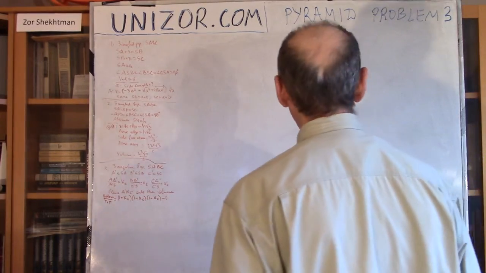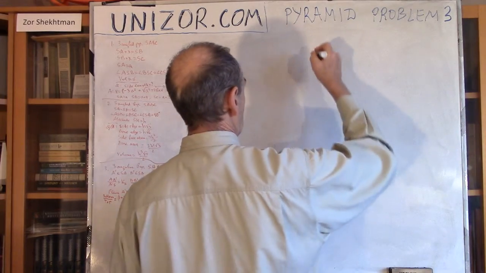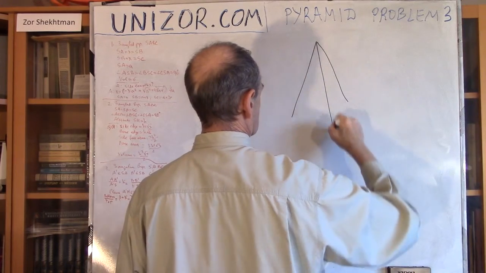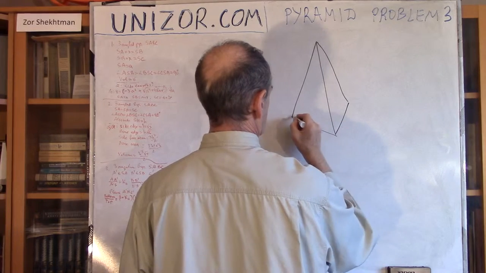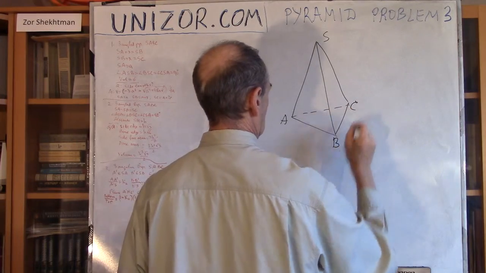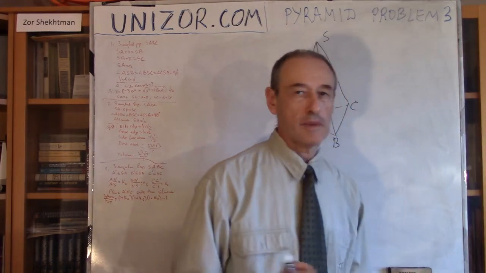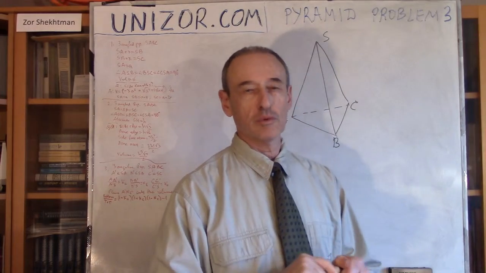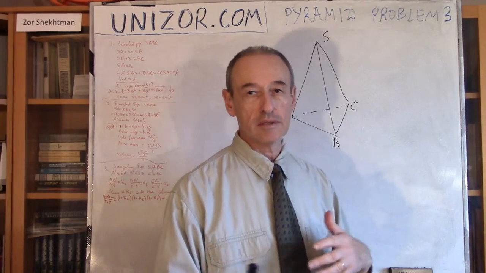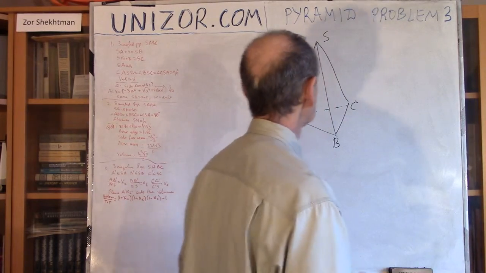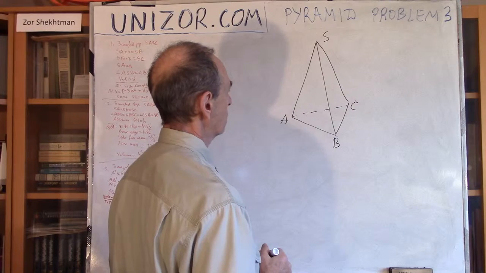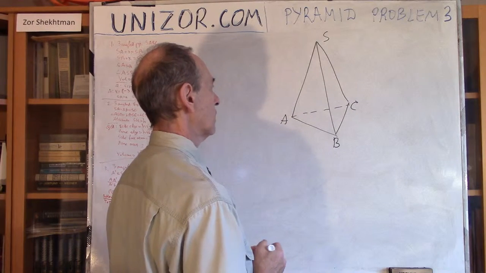We have a triangular pyramid, and there is nothing special about this pyramid. We don't know whether some edges are equal or not equal, or what the angles are. It's a completely free kind of pyramid, whatever can come. Now, what we do with this pyramid is the following.